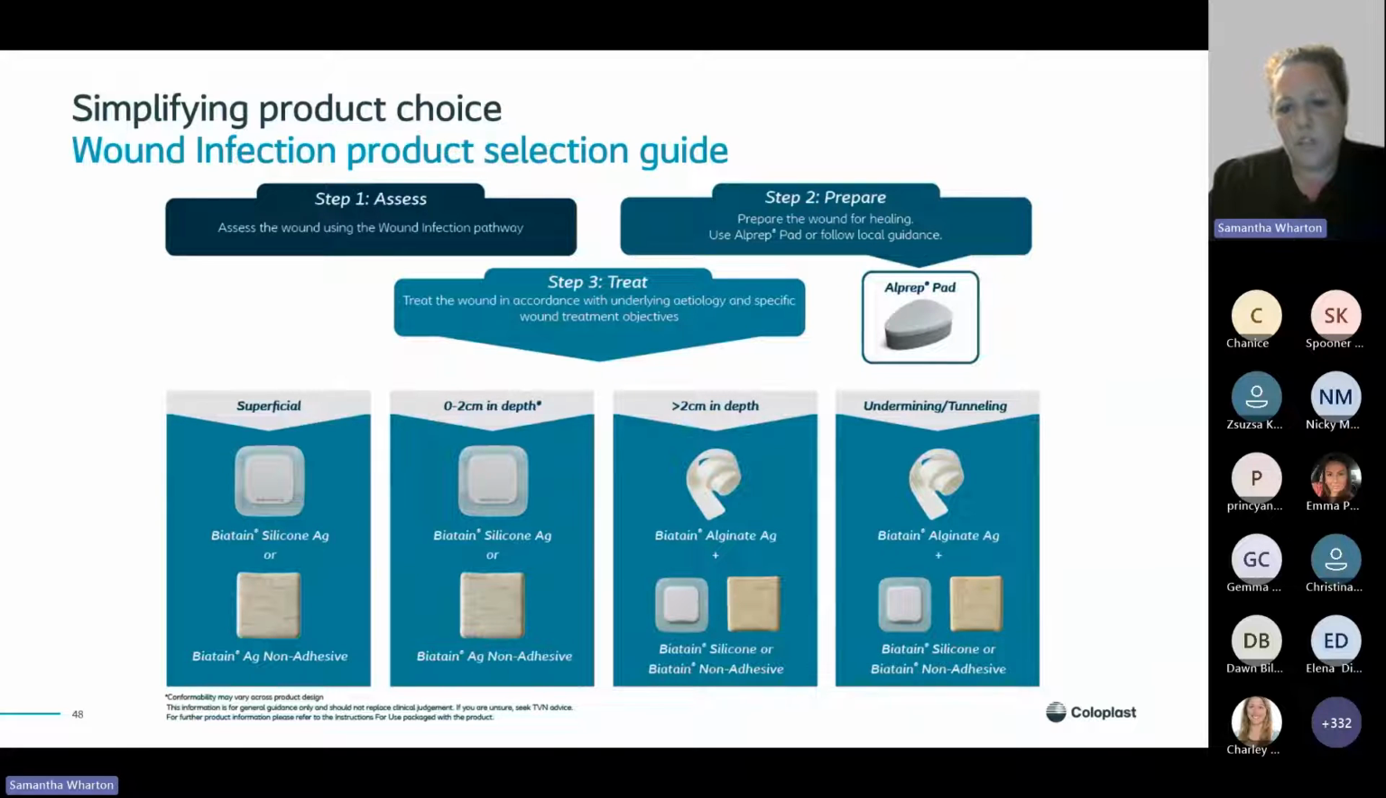If it's more than 2 centimeters in depth or there's any undermining or tunneling, then you would use Biatain Alginate AG and then cover with Biatain Silicone or Biatain non-adhesive, because the active agent, the silver, is within the Biatain Alginate AG. You don't need to then put an AG product over the top. So those are the product selection choices that we have within Coloplast.